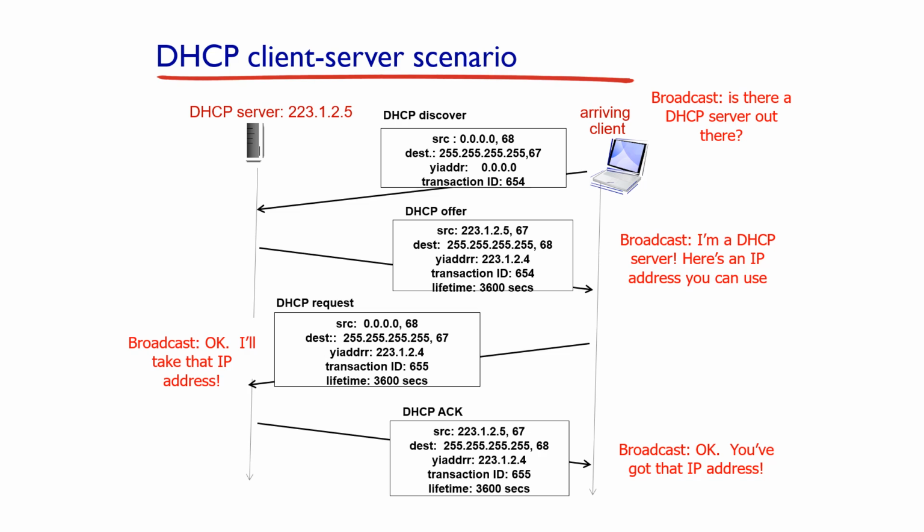Then the server responds back with the confirmation message that you are assigned this IP address, and it is confirmed with an acknowledgement message, DHCP ACK. These are the 4 different steps for assigning an IP address to a host connected in a network by the DHCP server. Thank you.